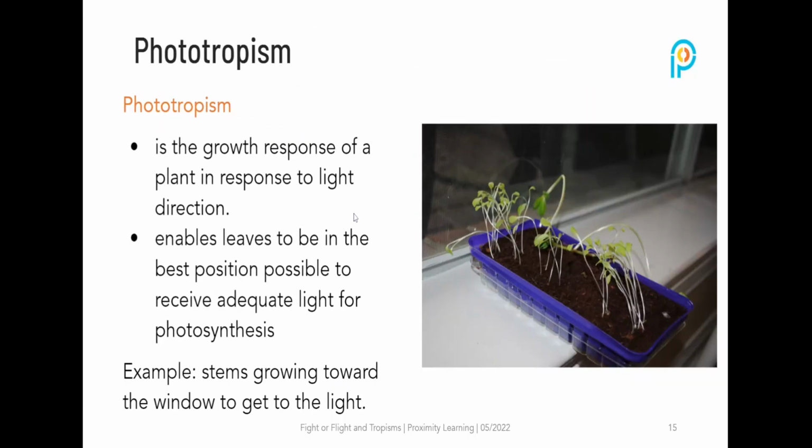All right, so phototropism. This is the growth response of a plant in response to light direction. It enables leaves to be in the best position possible to receive adequate light for photosynthesis. An example would be stems growing towards the window to get to the light. And I'm sure you've noticed this. Or if you've ever seen sunflowers growing, they always face the sunlight.